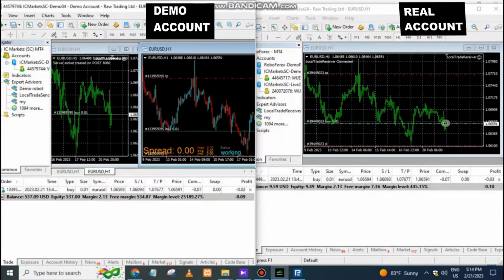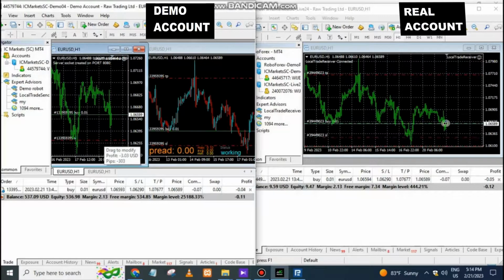Hi guys, today I'm going to do a video about how to use any demo trading robots in real accounts for free using a trade copier. If you can do this correctly, you don't have to buy any trading robots anymore. You can use them in your real account for free.